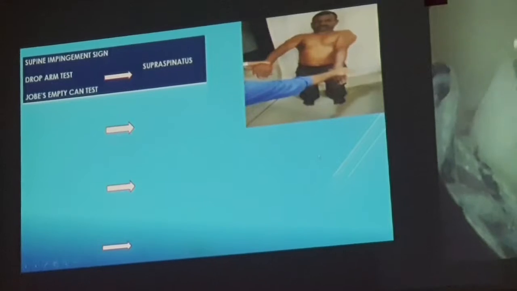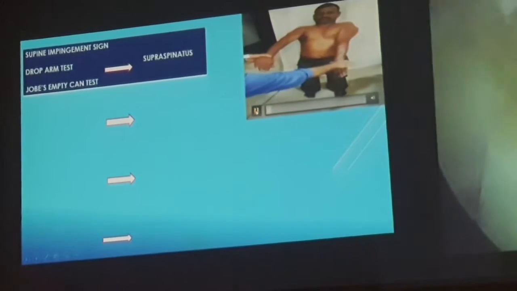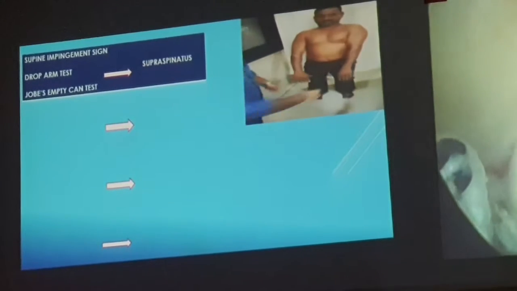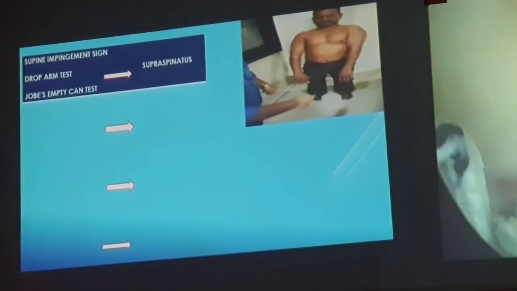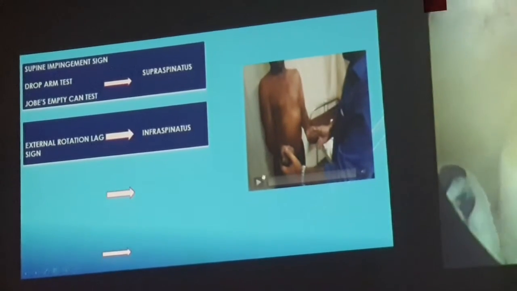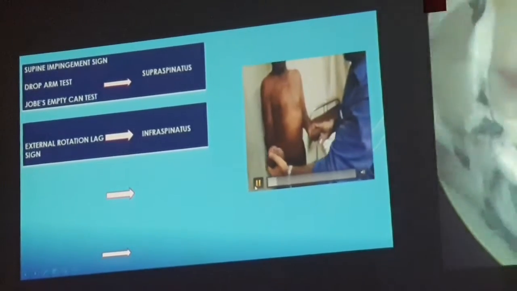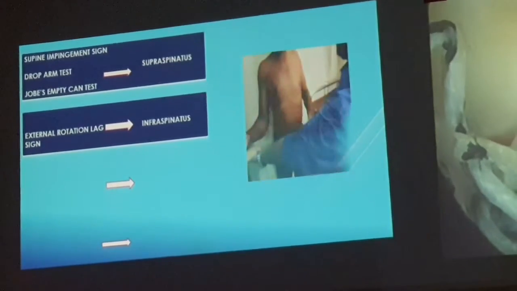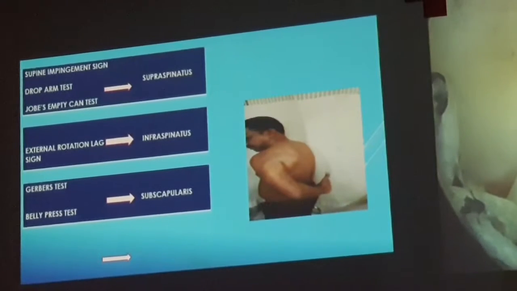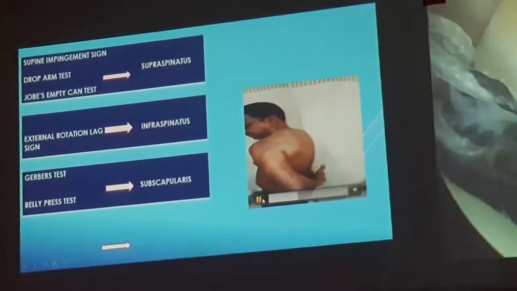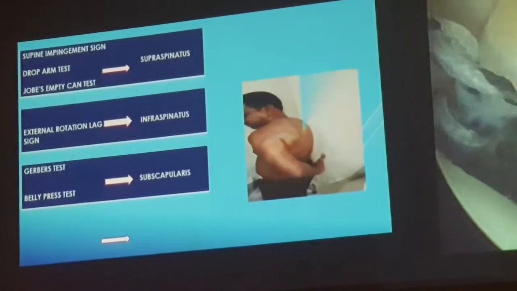Then move your attention to each individual cuff muscle. For the supraspinatus test, we do something like a supine impingement test, a drop-out test, or a Jobe's empty can test. For the infraspinatus test, we do an external rotation lag sign. For the subscapularis, we check for the Gerber's test and the belly press test. These are specific tests for each muscle group.